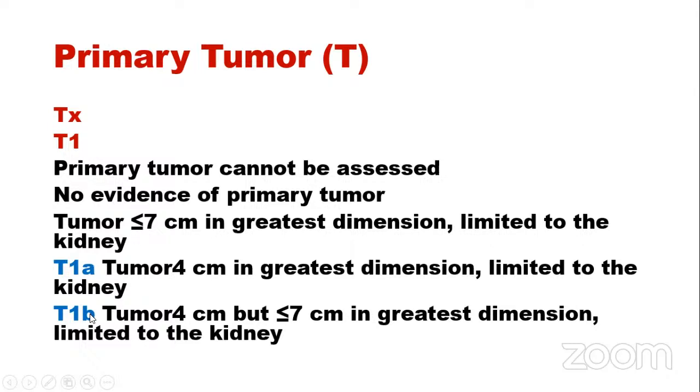We have T1A and T1B, according to the size. T1A, the tumor is 4 centimeters or less in greatest dimension and limited to the kidney, as with T1 in general. For T1B, the tumor is more than 4 centimeters but less than or equal to 7. If the tumor is more than 7, it is not T1B. So from 4 to 7 centimeters, this is T1B, also limited to the kidney.